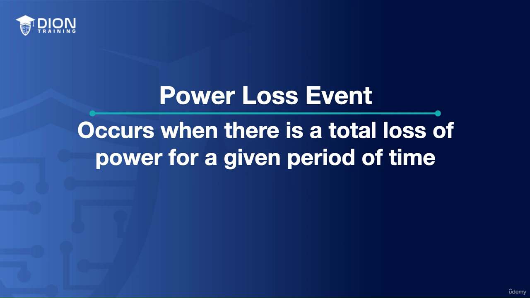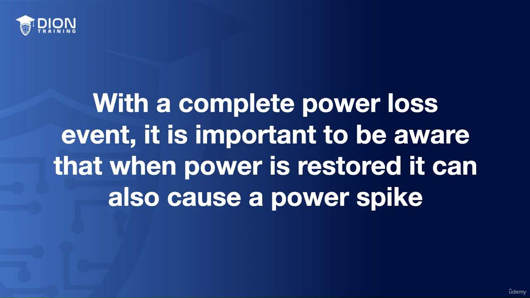Now, a power loss event, also called a power failure, or referred to by its legacy name of a blackout, will occur whenever there's a total loss of power for a given period of time. For example, if you're sitting in your home office and the power is completely lost for a minute or two, that would be considered a complete power loss event. With a complete power loss event, it's really important that you're aware that when the power is restored, it can actually cause a power spike to occur, and this can damage your systems too.